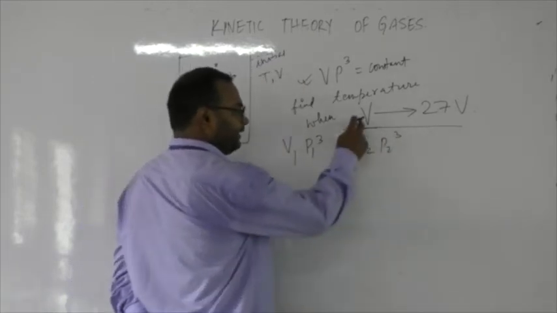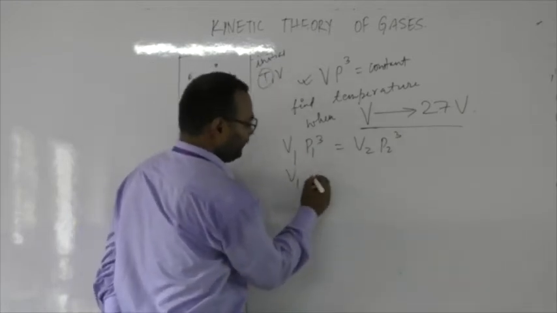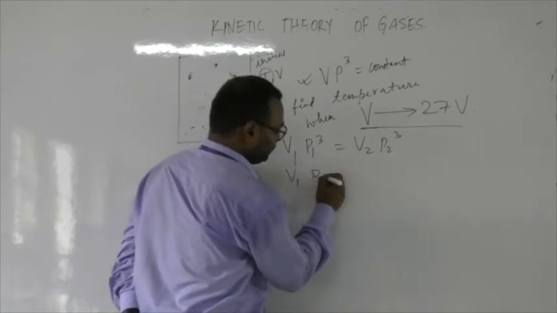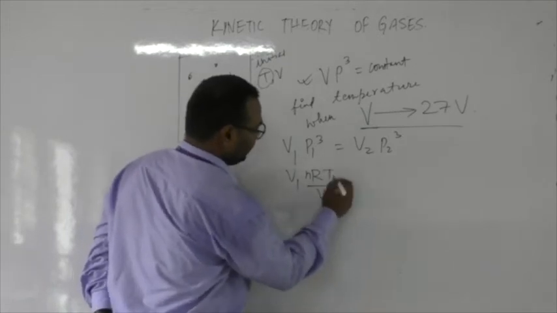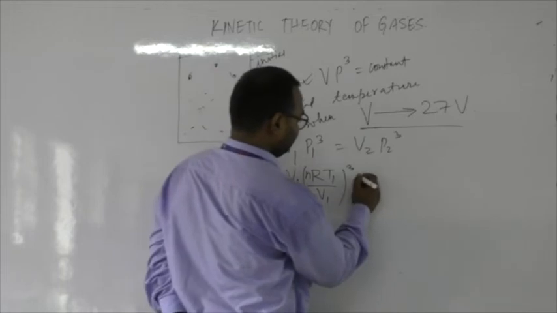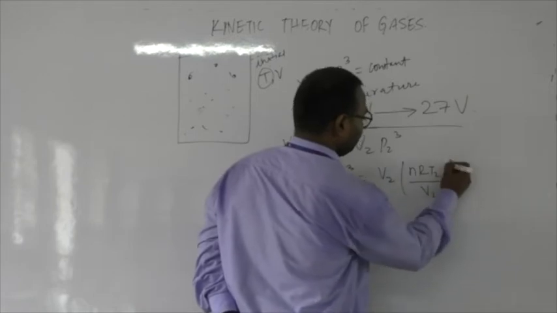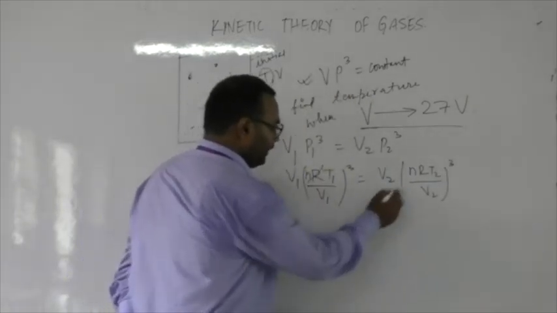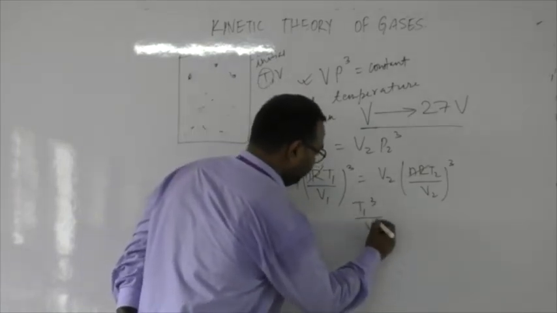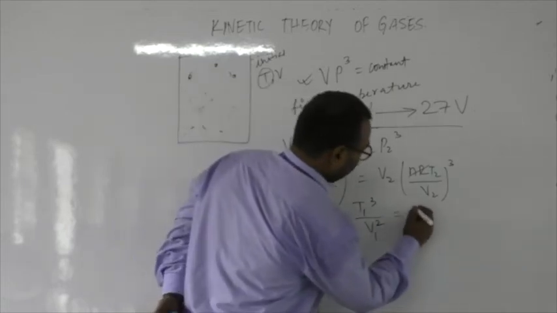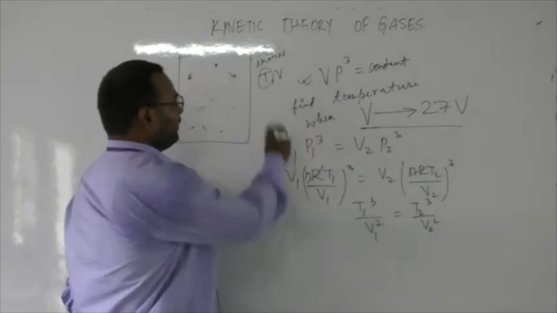V is given, so you need V here. P you don't know, you need only temperature, and you can convert that P into temperature as nRT1 upon V1, right? And V2 (nRT2 upon V2) whole cube. You can see here nR you can cancel, okay? So remaining you will have T1 cube upon V1 square equals T2 cube upon V2 square, and you need the final temperature, because the initial is T.